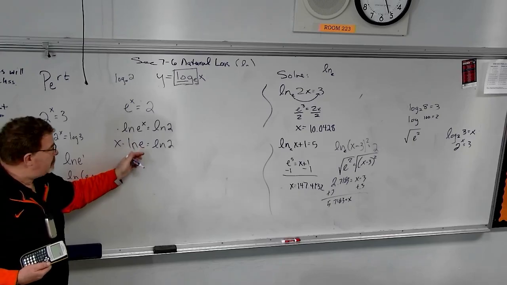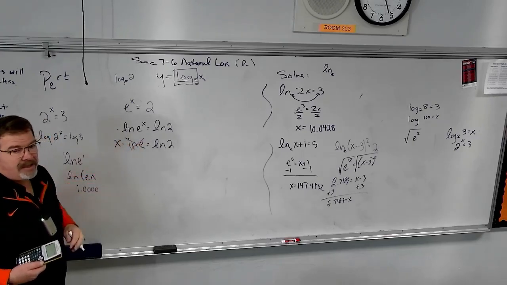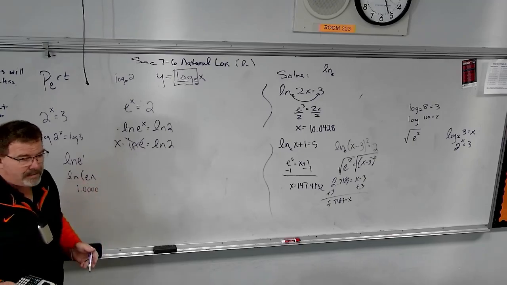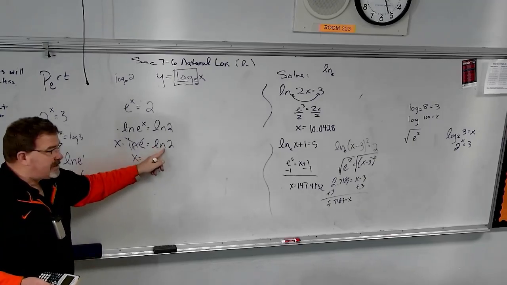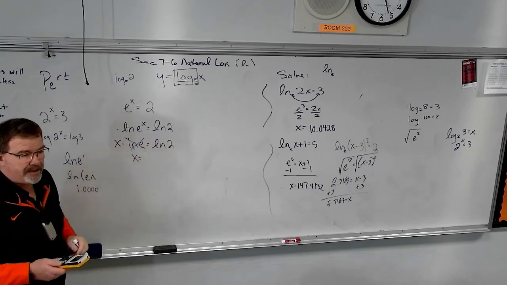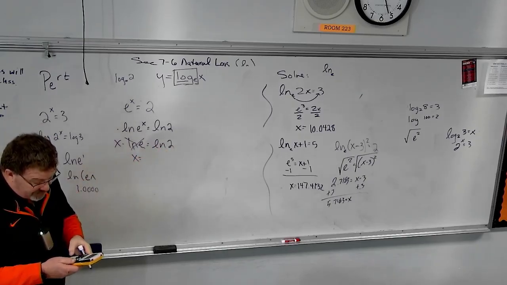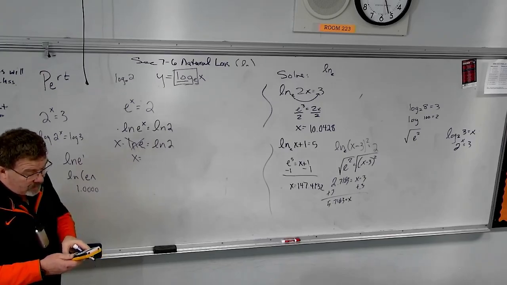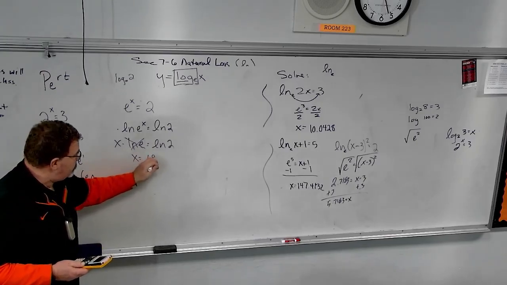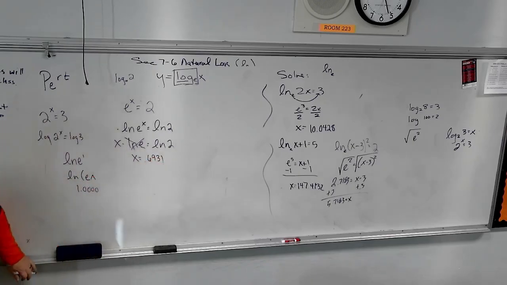It's always going to be 1. I could just cross that off. The natural log of e is always 1. So you're just left with x equals that. Type that into your calculator now. The natural log of 2 is 0.6931. Okay? So keep that in mind.